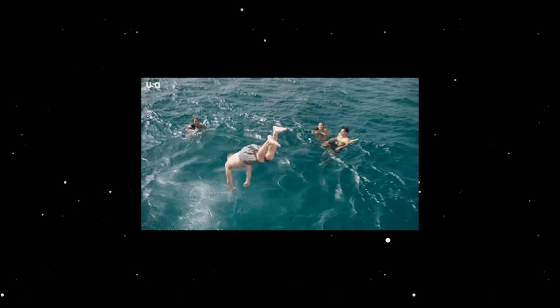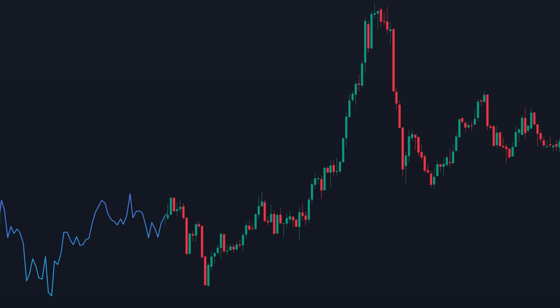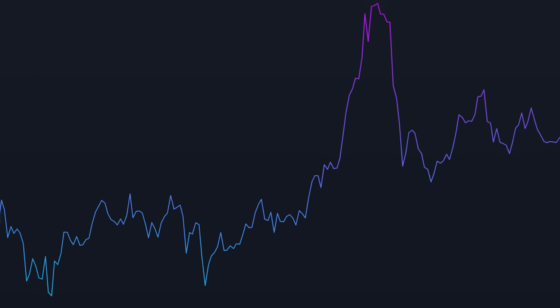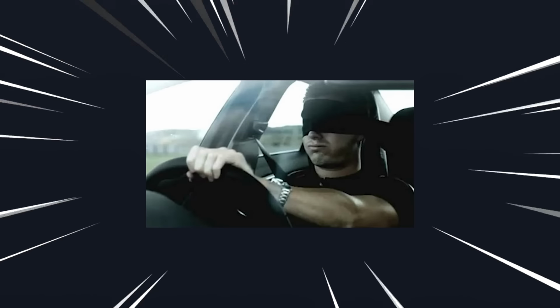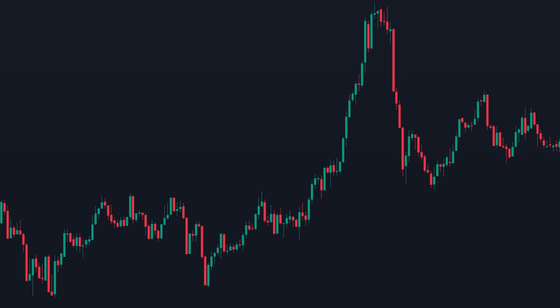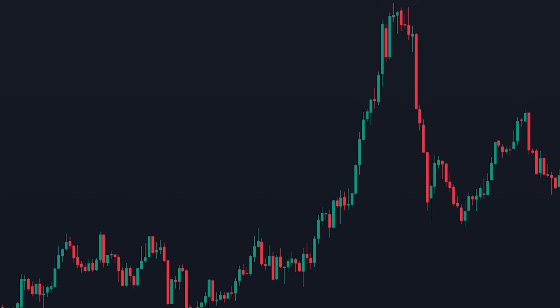Before we dive into these crucial patterns, let me show you why candlestick charts are so much more important than regular line charts. Most beginner traders ask me this question all the time. Why can't I just use line charts? Wouldn't that be simpler? Here's what they don't understand. Line charts only give you one piece of information, the closing price for each period. That's like trying to drive a car with your eyes closed. But candlestick charts reveal 4 critical pieces of market intelligence that can make or break your trades.